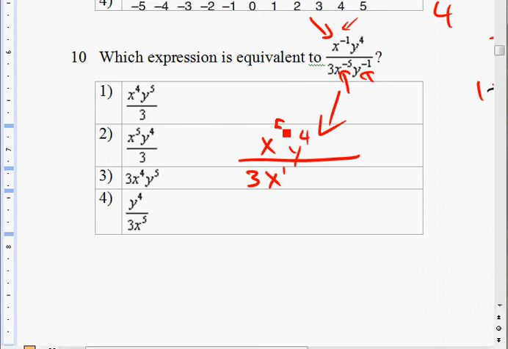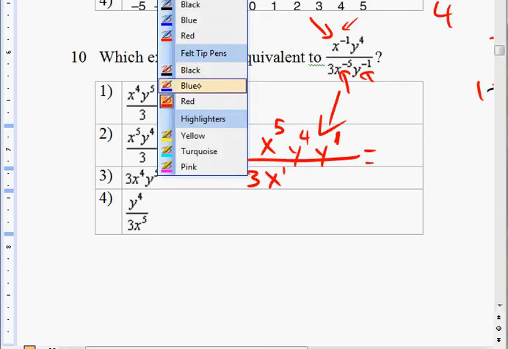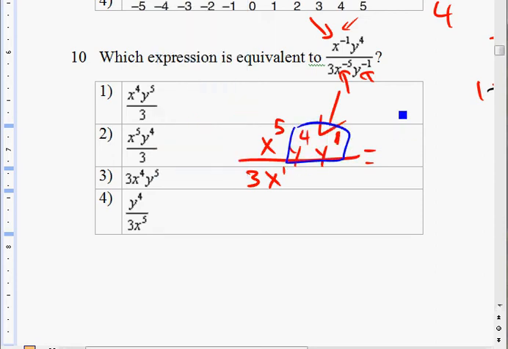The x to the negative 5, you can put on the top, and y to the negative 1, you can flip it and change rows to the top. Okay. Now from here you can multiply it out. You've got y to the 4th times y first. You combine them, and that's y to the 5th.